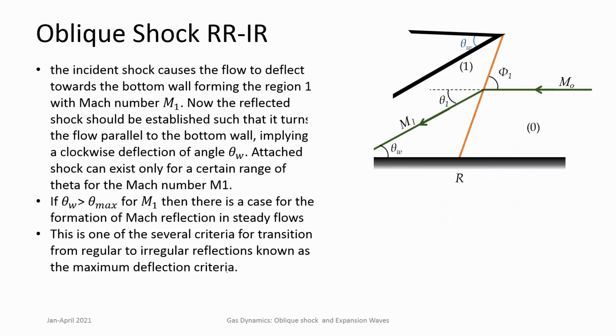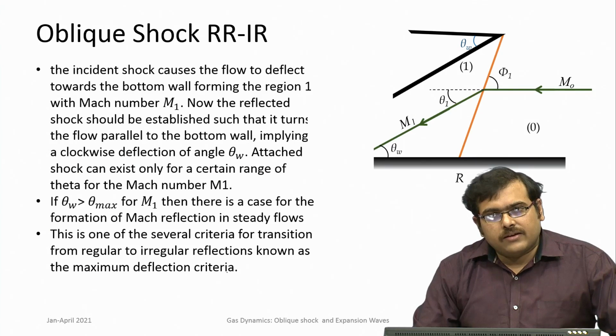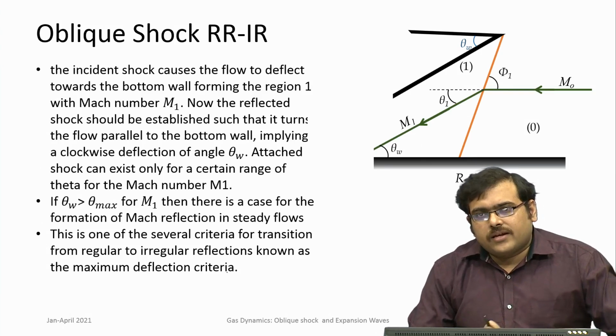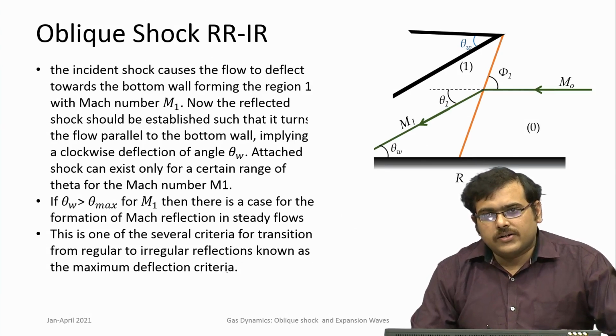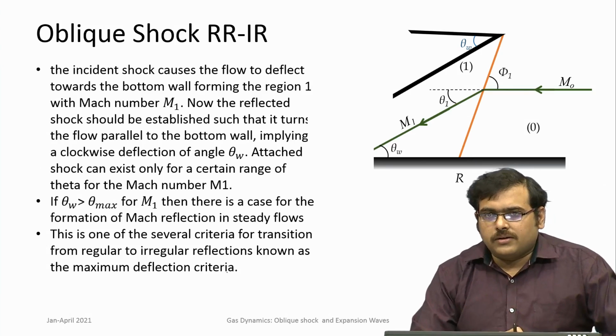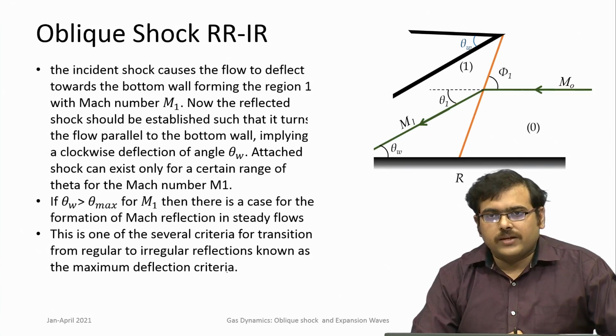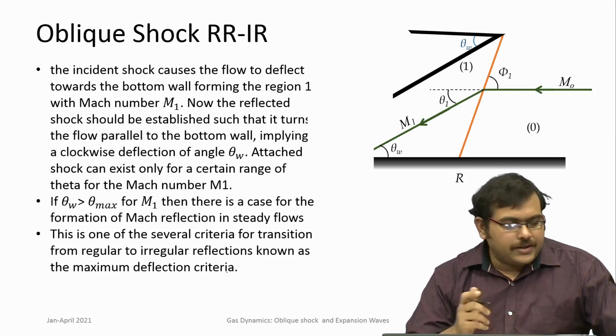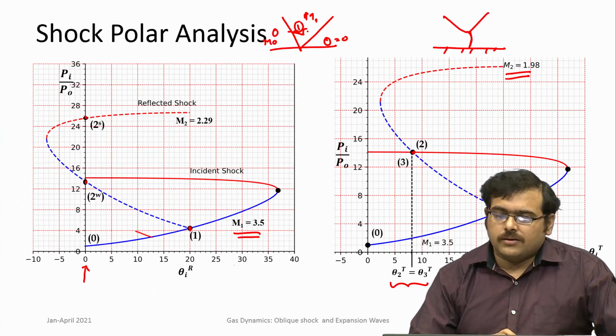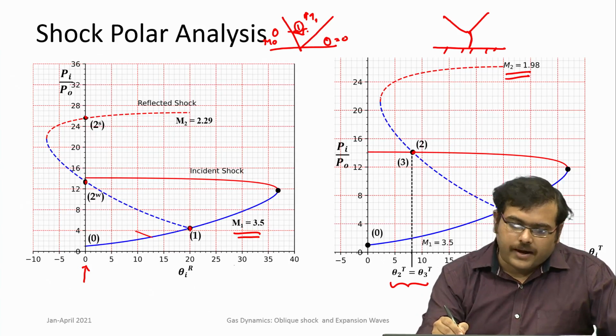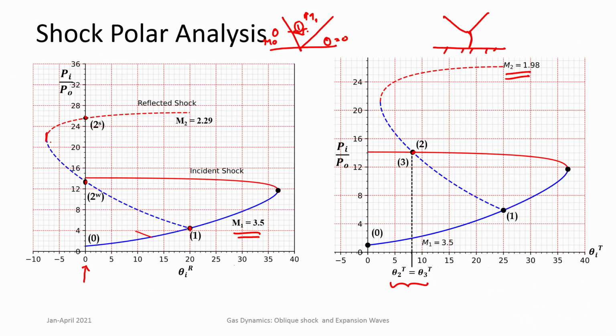Okay. Now, just a note that we were talking about regular reflection and irregular reflection. Why does this kind of difference occur? There are several possible reasons. One of them is that if you look at any oblique shock problem, there is always a maximum angle beyond which you cannot have attached solutions. The regular reflection is like an attached shock problem, where the shock is attached to the wedge.